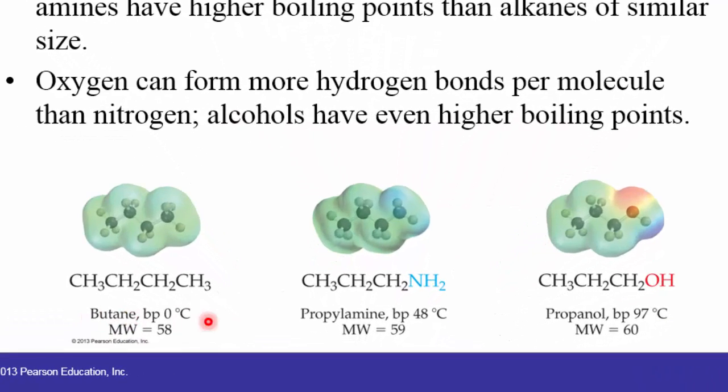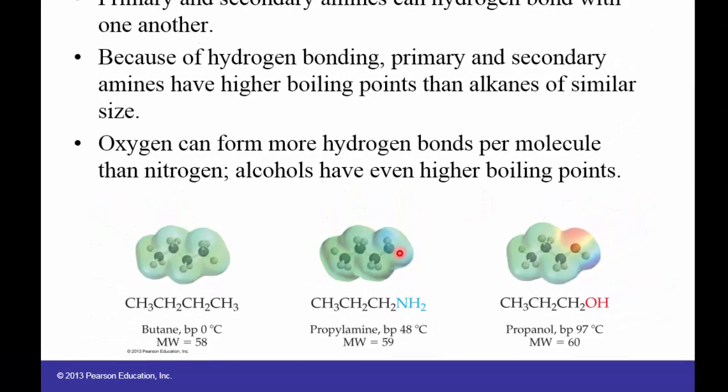So if we compare these three, an alkane, butane, propylamine, and propanol, which one has the highest boiling point? Of course, the alcohol, propanol, 97 degrees, then propylamine 48, then butane has a 0 boiling point. Notice here the molecular weights are almost similar, 58, 59, 60. Remember this if you are asked to arrange these in order of increasing or decreasing boiling point.